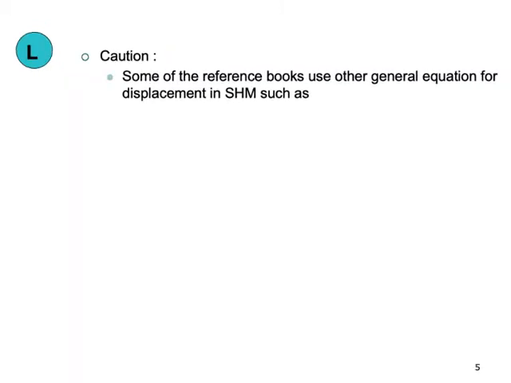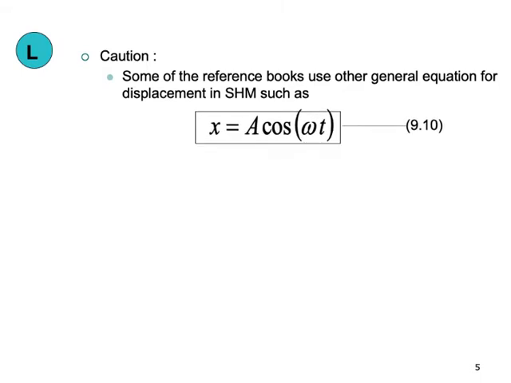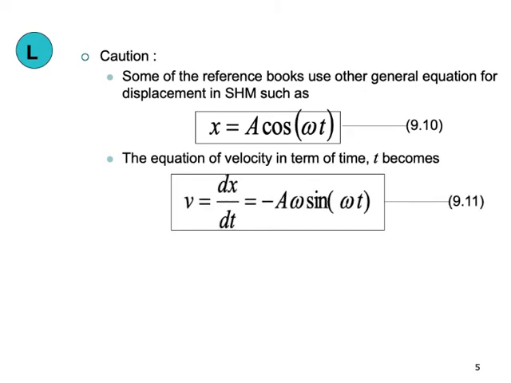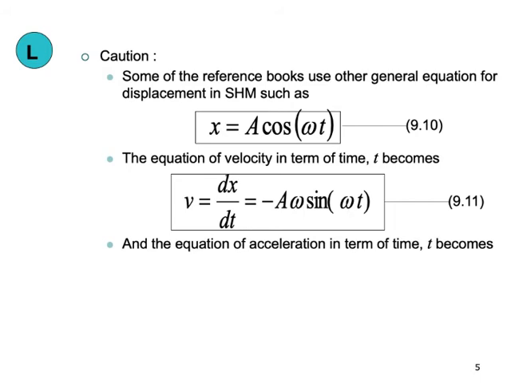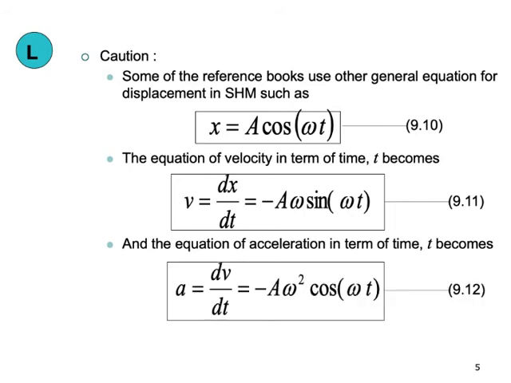Caution: some of the reference books use other general equations for displacement, such as x equals A cos omega t. So, the equation for velocity in terms of time becomes v equals dx per dt equals negative A omega sine omega t, and the equation for acceleration in terms of time becomes a equals dv over dt equals negative A omega squared cos omega t.